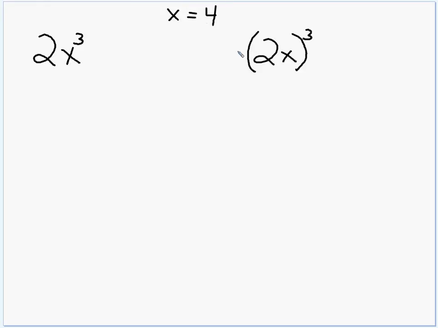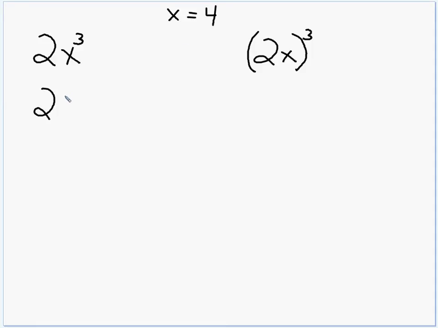Alright, let's work this kind. Here, I have another one. If I have 2x cubed, or if I have 2x in parentheses cubed, and x equals 4. If you want to work it out on your own and come back, go ahead and pause. Here we go. I wrote the equation. Now I'm going to substitute. So 2 and x is 4.